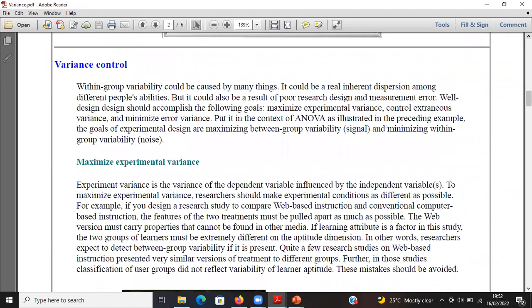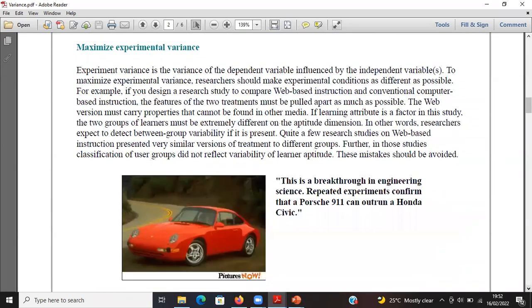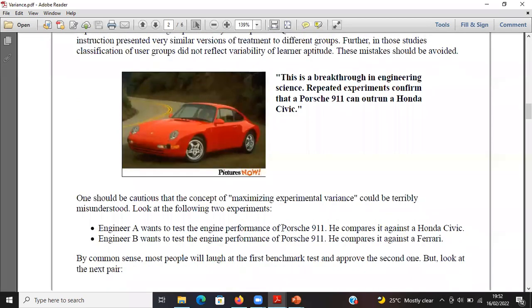Now, for the control variance, I gave you the example of an engineer testing the performance of a Porsche against a Honda. We know a Porsche is a high-performance car, and the Honda is in the category of the Toyotas. These are what we call economical cars, normally used by people of a certain income level. Somebody comparing a Porsche to a Honda is not being fair. Automatically, the result would be that the Porsche is higher performing. But if a Porsche is being compared to a Ferrari, then the test results can be more authentic.